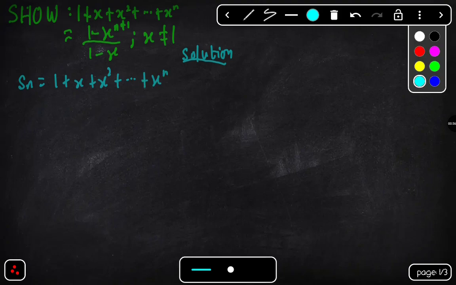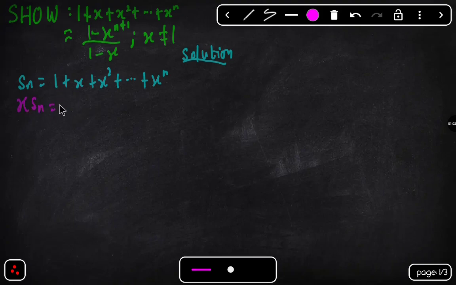Now, next thing we are going to do is to multiply both sides by x. If we do that, we are going to have x multiplied by Sn is equal to 1 times x, which gives us x. x times x gives us x squared. x squared times x gives us x cubed. Plus dot dot dot plus x raised to the power of n multiplied by x gives us x raised to the power of n plus 1.